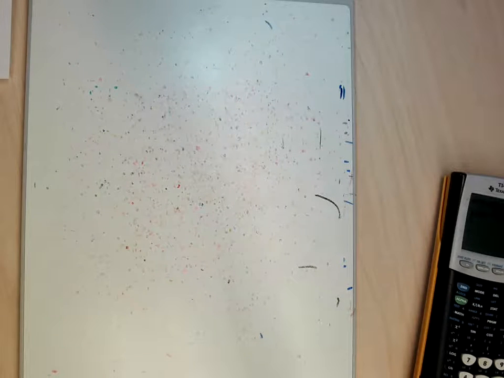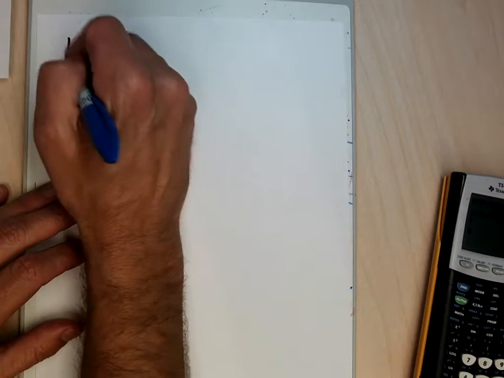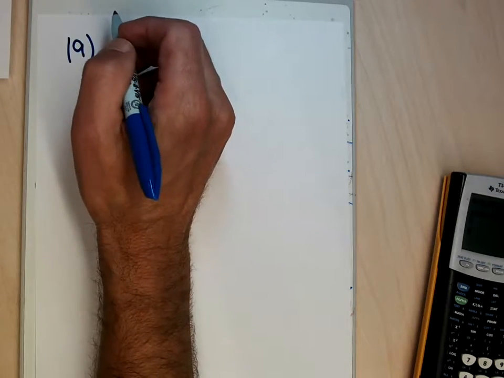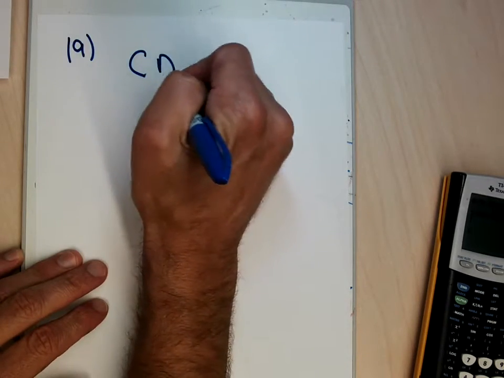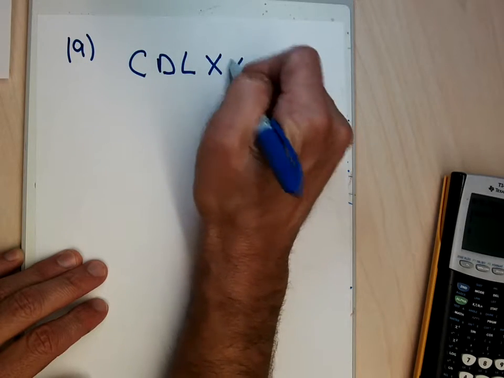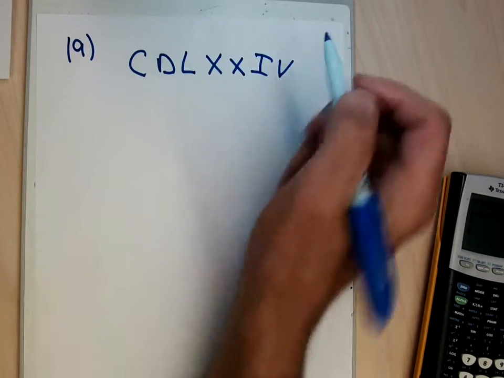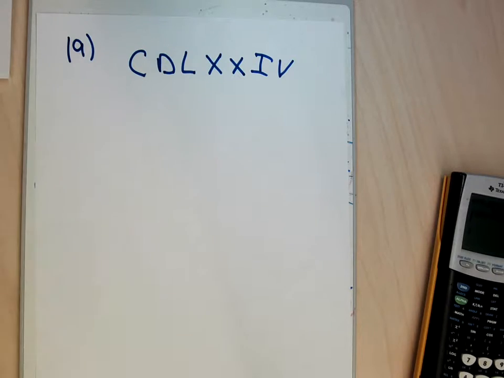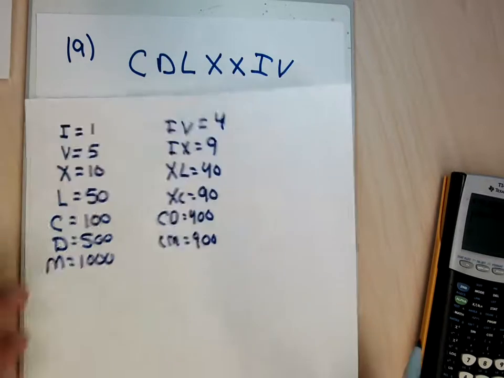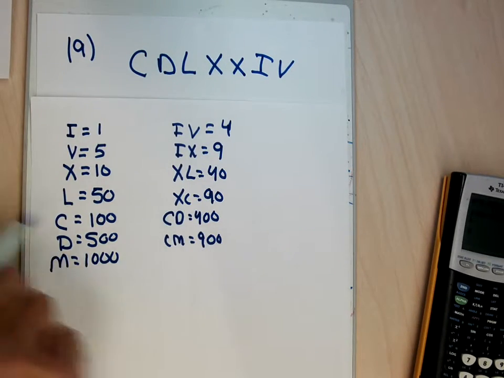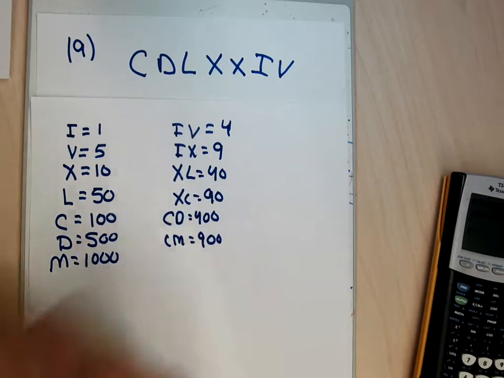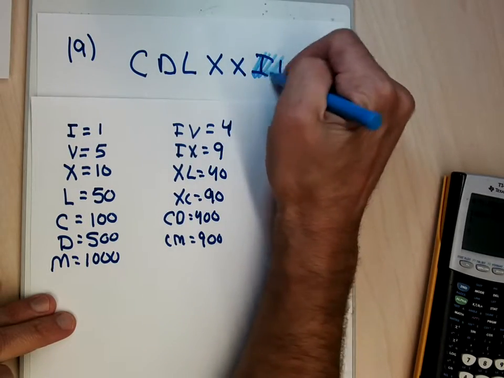Number 19 wants me to take the Roman numeral CDLXXIV and write it as a regular number. Immediately I go to my list and look for my 4s and my 9s. I ask myself, is there an I before a V? Yes, I'm going to keep those together.